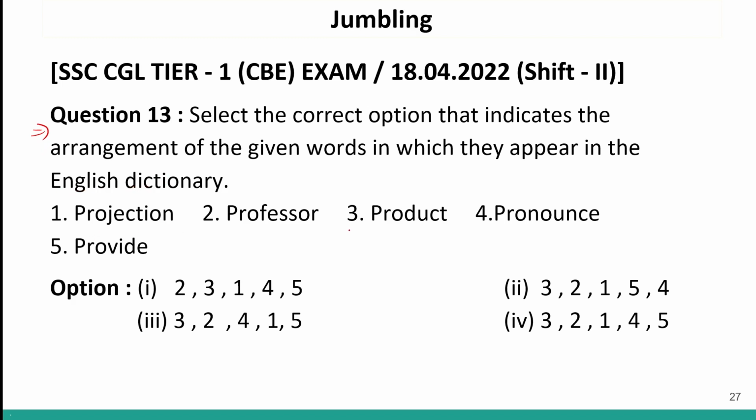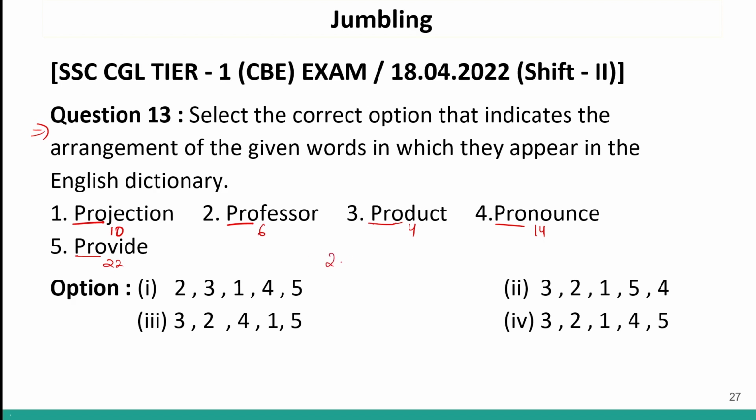The words are projection, professor, product, pronounce, and provide. So I can see PRO is common in all. So we will move to a letter after O. Correct? After O we have J. J is 10. After O we have F, which is 6. After O we have D, which is 4. After O we have N, which is 14. And after O we have V, which is 22. So very clearly we got our order.